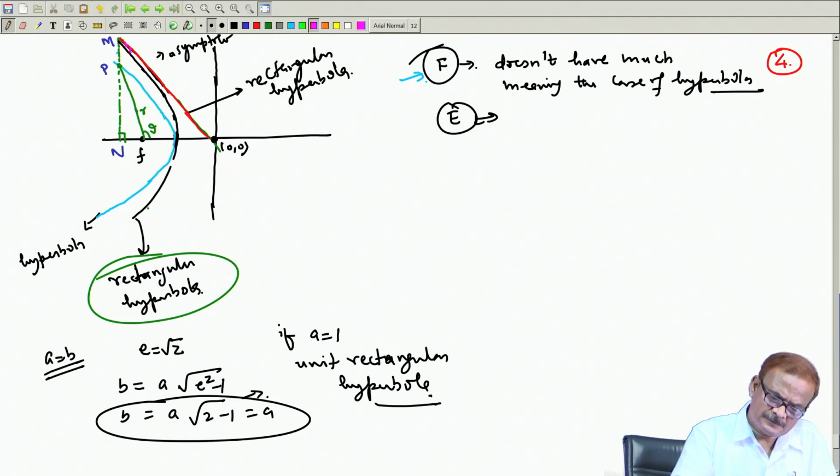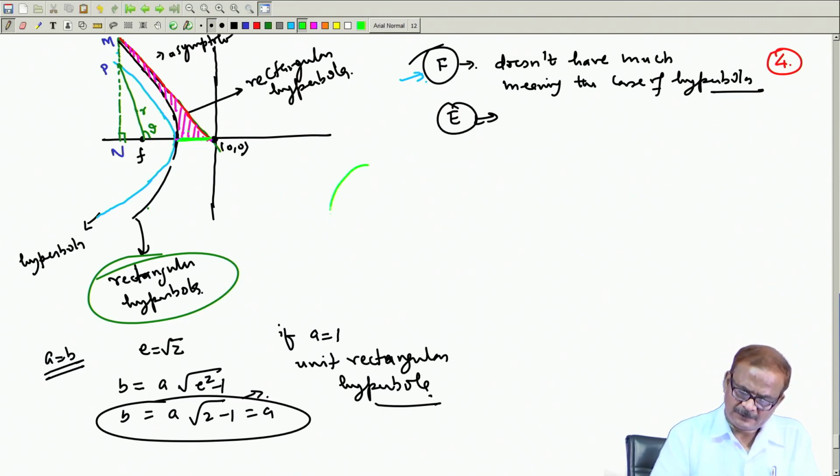Now, this area which I am hashing here, this area bounded between this red line and this black line for the rectangular hyperbola and this axis, it is shown by the green line here. This is used to define f.